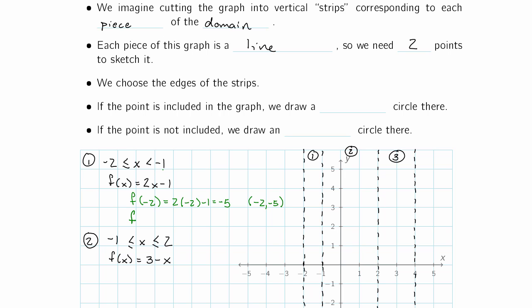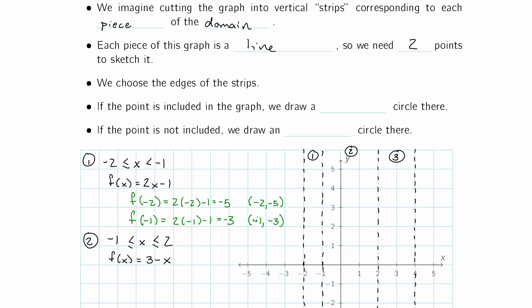And then the other end of this interval, we don't actually use this formula for the function at the other end of this interval. We'll deal with that fact in a minute. But to find this point, we're going to use that formula and say f of negative 1 equals 2 times negative 1 minus 1 equals negative 3. We'll have a second point at negative 1, negative 3. Now those are going to be the endpoints of this piece of my graph.